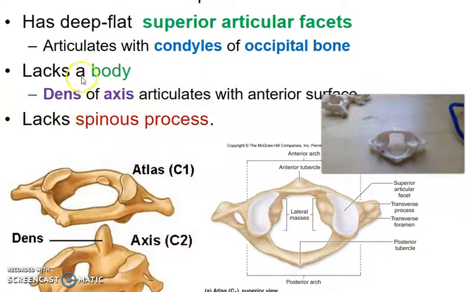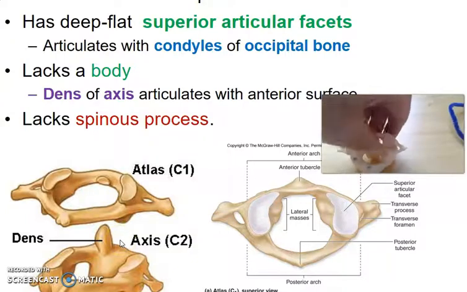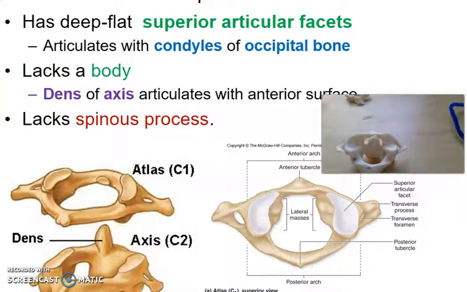Now it lacks a body because the dens, right here, would have been the body of it. So the axis steals the body. It has 2 bodies, I guess. And that's going to form this special pivot joint that lets you shake your head no.